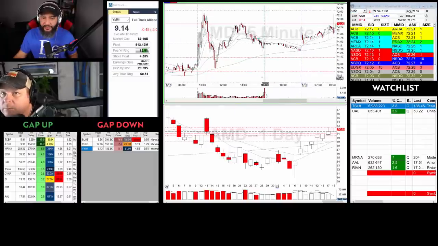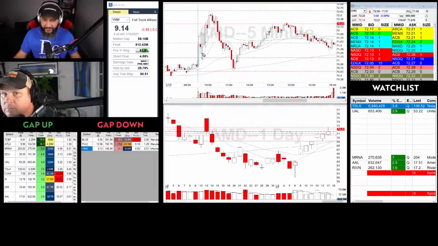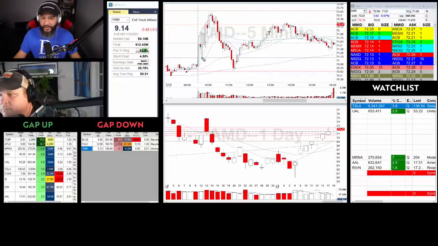Because if you look at AMD, see how nasty these pullbacks are? How do you survive a pullback like that if you get in here for long, right? On this pullback, it's just way too deep. So very, very nasty the first 30 minutes.